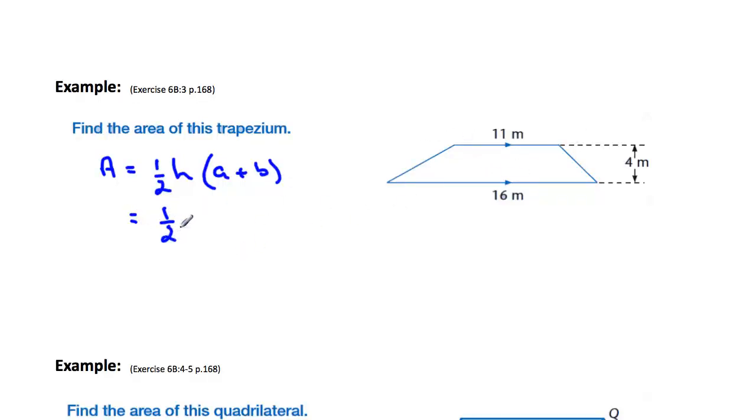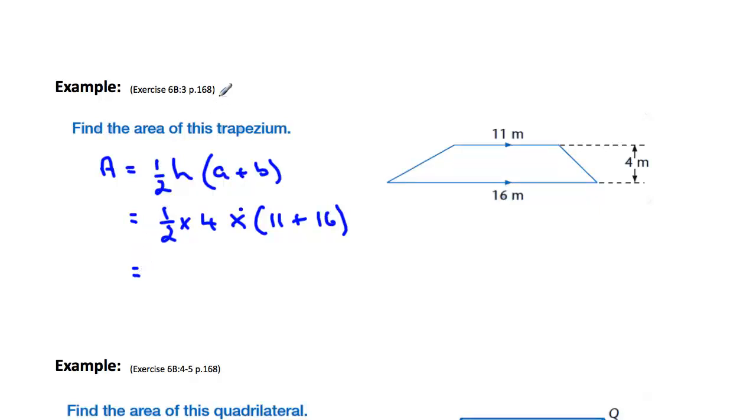There's the half times my perpendicular height. There it is, 4. Sometimes actually in problems they try and trick you and they'll give you that height there or that height there. They're called the slope height, but you can't use that. They must give you the perpendicular height, or we must work it out. In this case it's given, so we'll put in here 4 times, now there are the opposite sides that are parallel, 11 plus 16, and once we've got all those in the right position, then we're on our way.